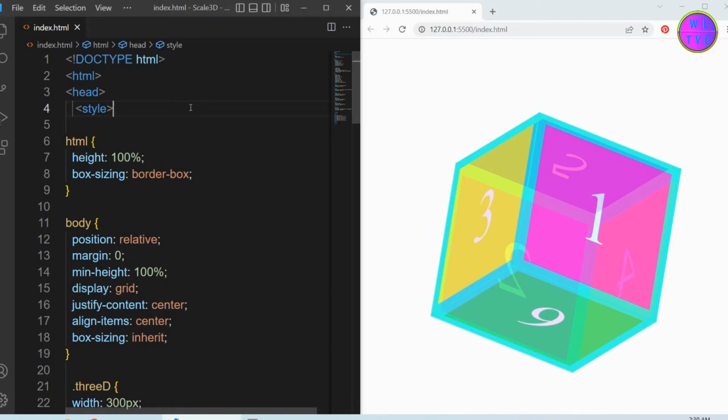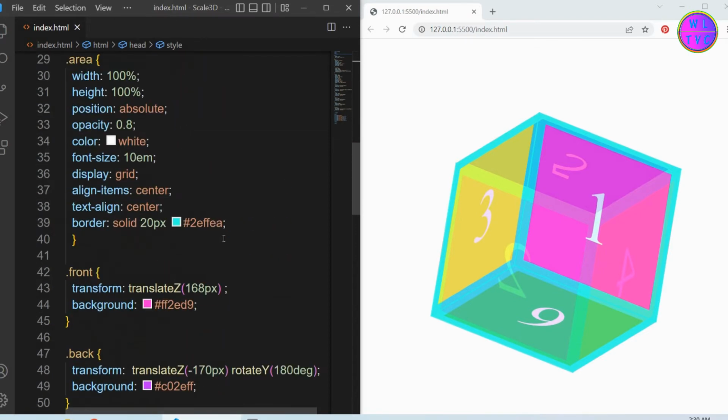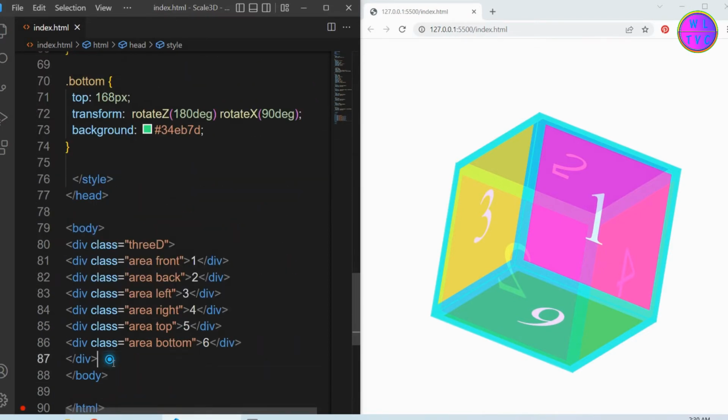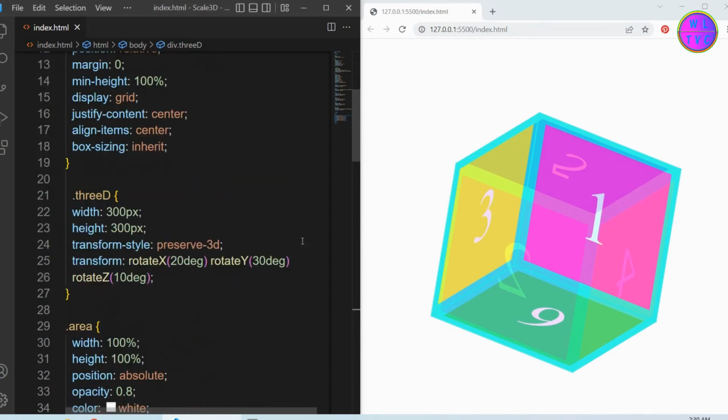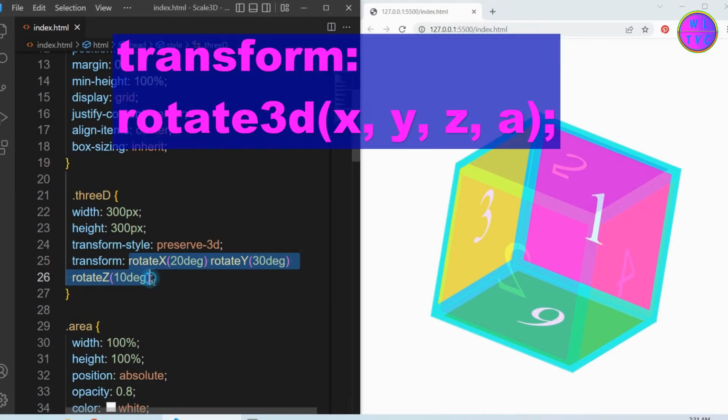Here I have written the CSS for a 3D cube. These are the bunch of div tags for all sides of the 3D cube. Now before we get into the 3D rotate function, let's look at rotateX, rotateY, and rotateZ. We can add here the rotateX, rotateY, and rotateZ at a time. So the Rotate3d function is pretty similar to this.